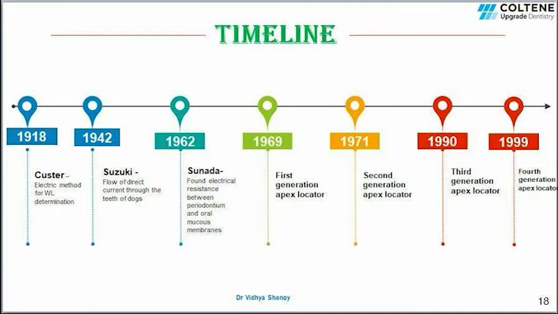In 1969, the first generation electronic apex locators was introduced. This was followed by the introduction of various generations of electronic apex locators consequently. We'll discuss these individual generations in the coming slides.